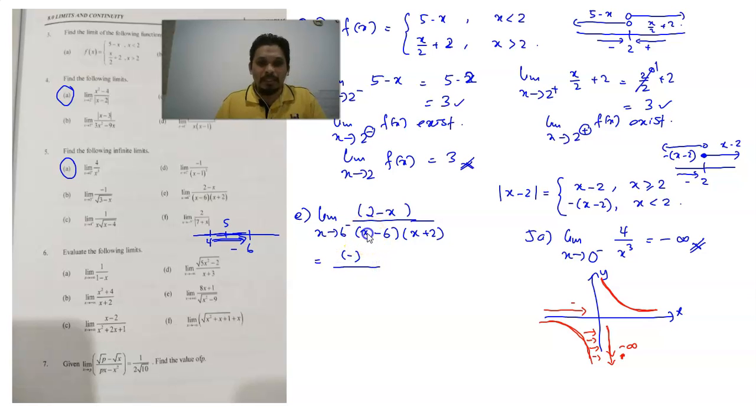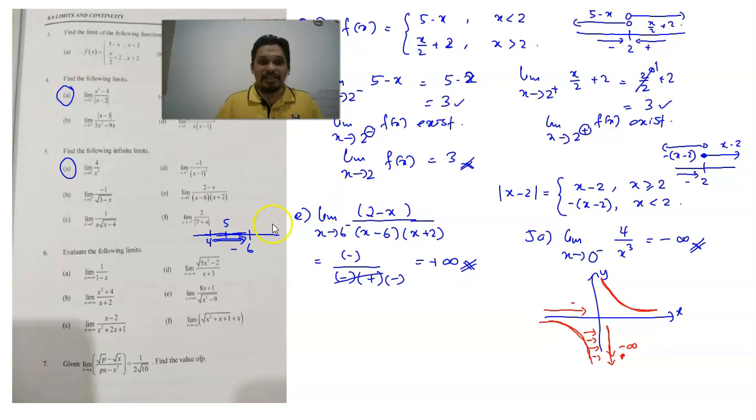Now x minus 6. When x approaches 6 from the left, 5.9 is less than 6, so 5.9 minus 6 comes up with a negative value. And then x plus 2, 5.9 plus 2, comes up with a positive. So 2 minus 5.9 or 6 is negative here. A negative value multiplied by a positive is negative, and negative divided by negative is equal to positive infinity.